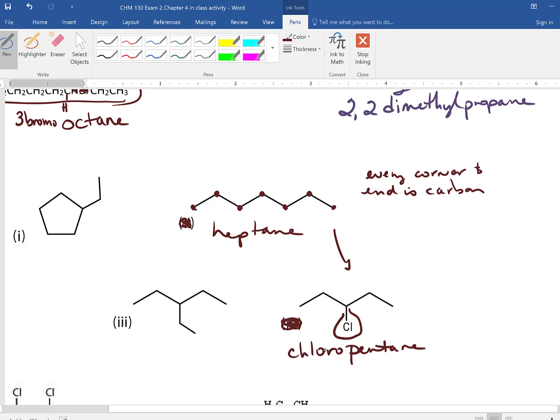So right to left, left to right, or does it matter? It doesn't matter. Either way, your chlorine is going to hang off a carbon what? 3. So if I went 1, 2, 3, 4, 5, every corner and every end is a carbon.